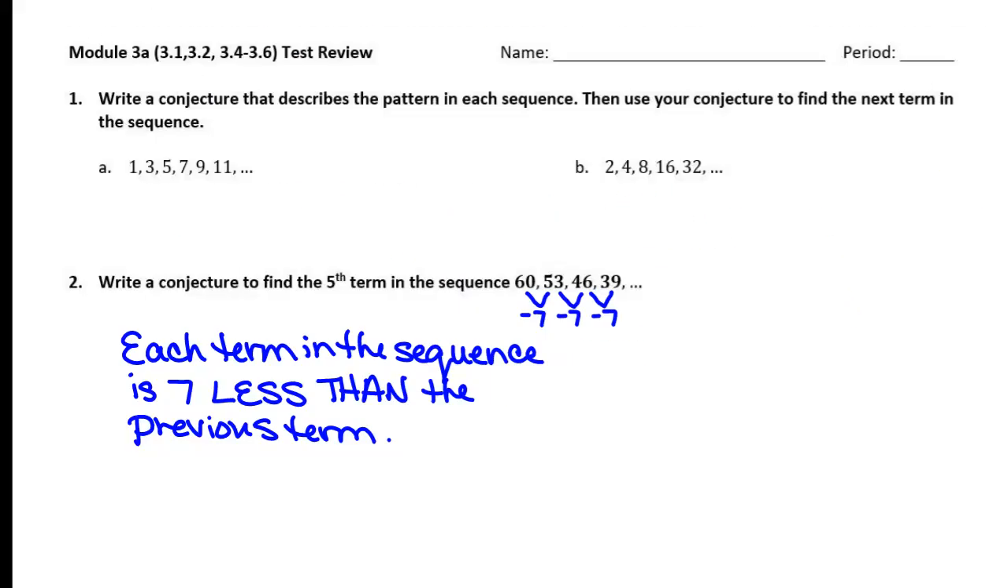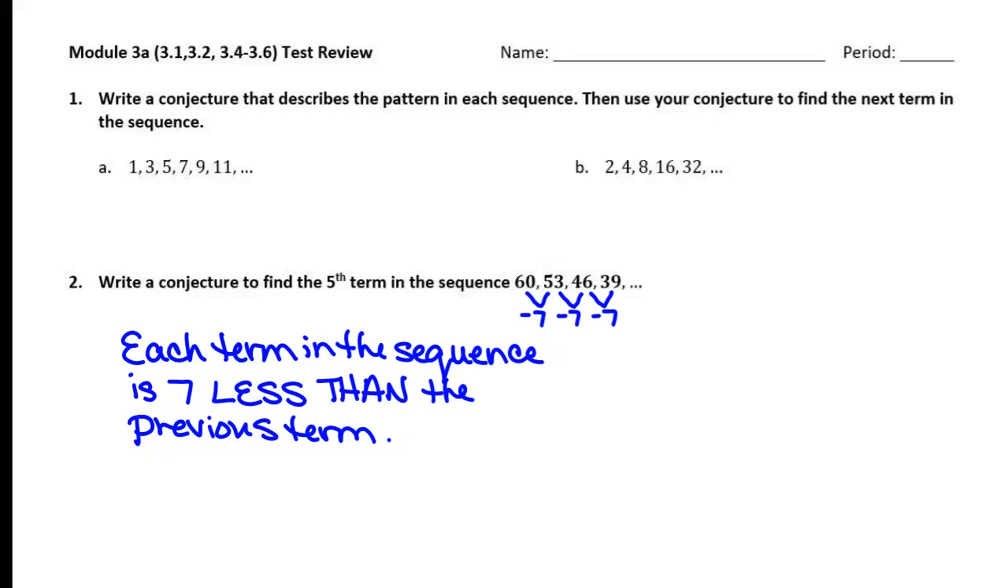They didn't ask us to do this, but could you use that pattern now to find the next one? What would the next one be? 32, absolutely correct. And then we could keep going with the pattern. If I've got a calculator handy, it gets really easy. I just do -7, enter, -7, enter, -7, enter, and I can keep going, keep going, keep going.